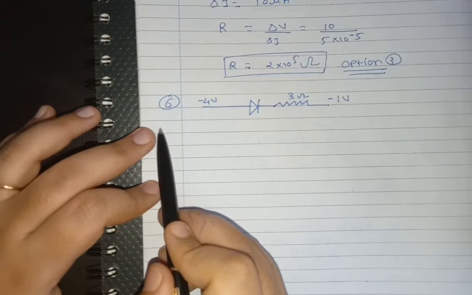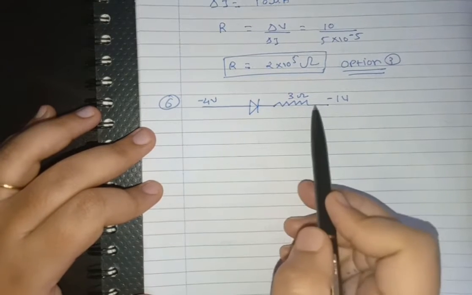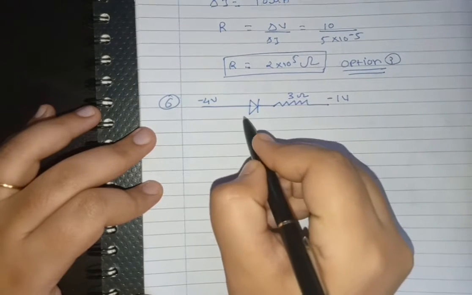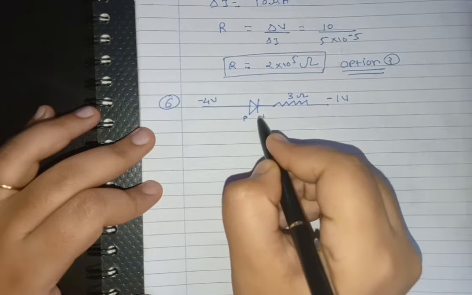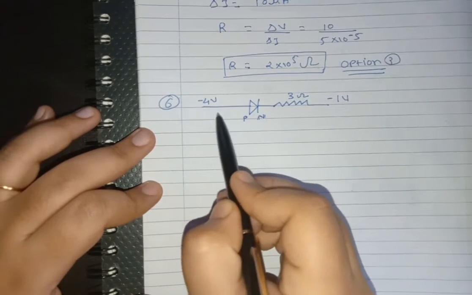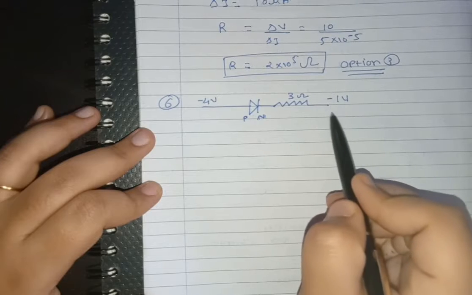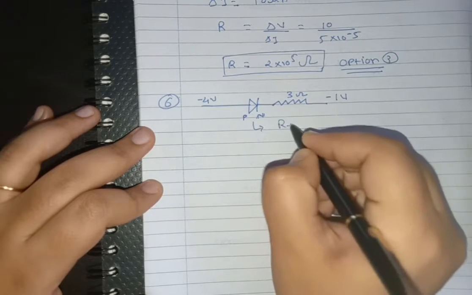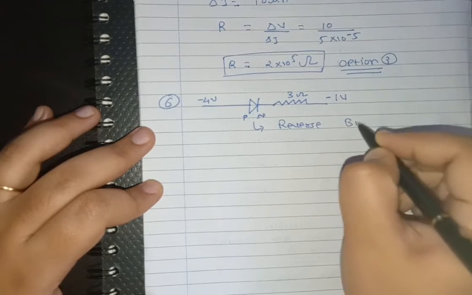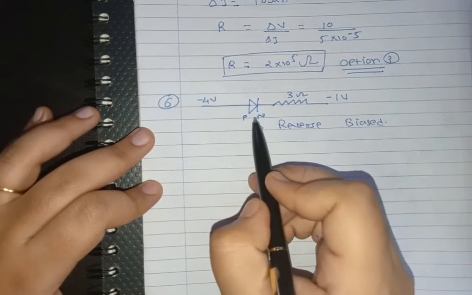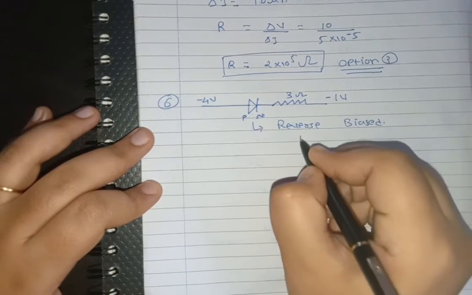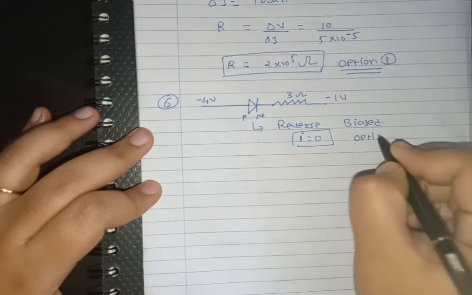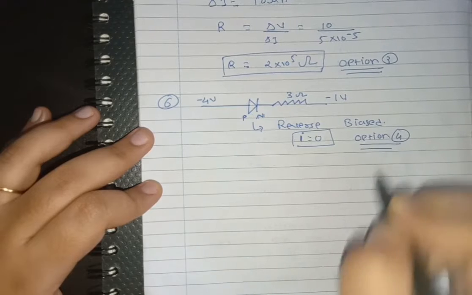In question number 6, for the given circuit, we want to find the current flowing in it. The diode is ideal. Here this is the P junction and this is the N junction. The potential at P junction is less than potential at N junction. So this diode will be reverse biased. In the reverse bias, it will act as open circuit, so there will not be any current in the circuit. So option 4 is correct option.